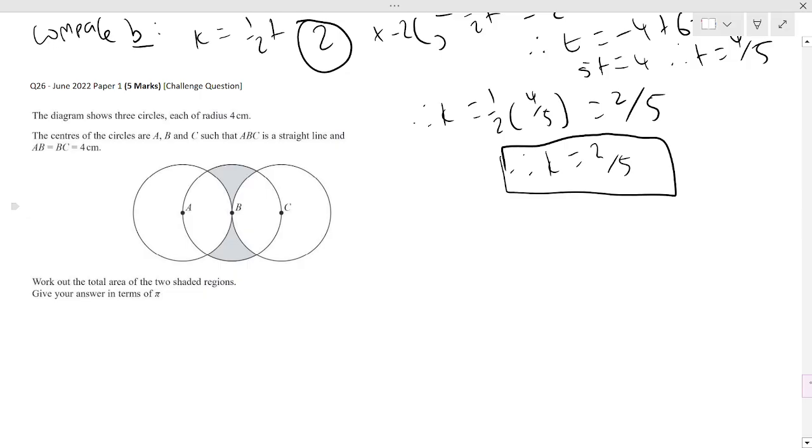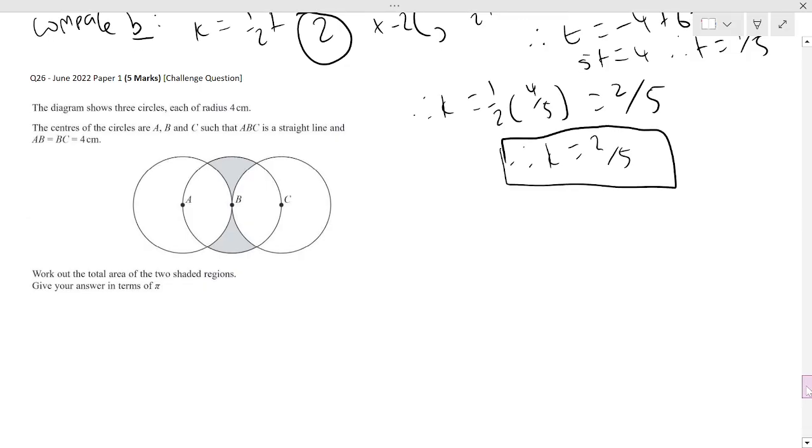Okay, let's have a look at this then. Obviously, pause it if you want to attempt it by yourself. But let's have a look.